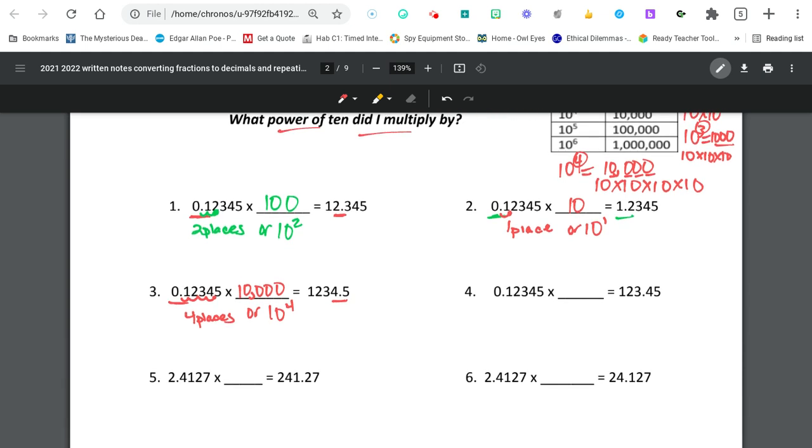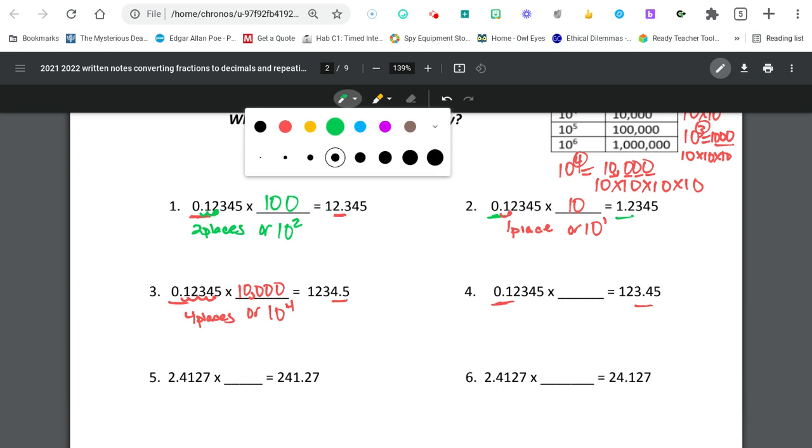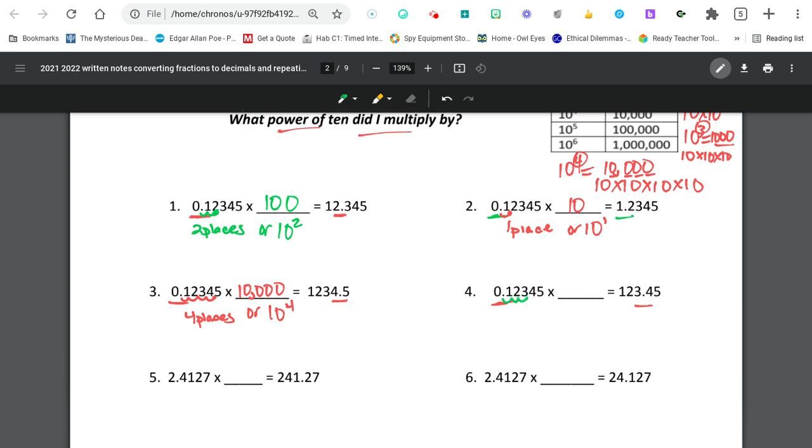So you're going to pause the video and try 4, 5, and 6 for me. Then unpause it to see if you got it correct. All right, here the decimal is between the 0 and the 1. Here it's between the 3 and the 4. So that indicates that I move it 1, 2, 3 places. What power of 10 has 3 zeros? That would be 1,000. Or you could say I multiply by 10 to the third power.